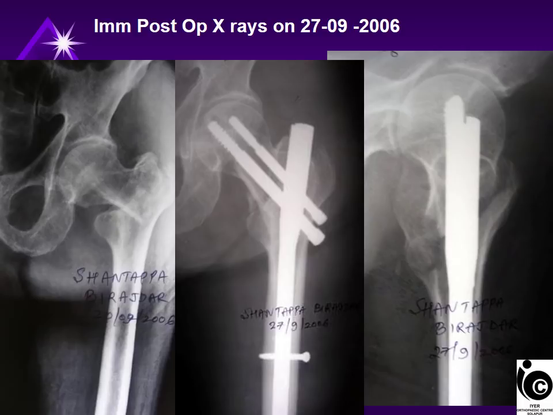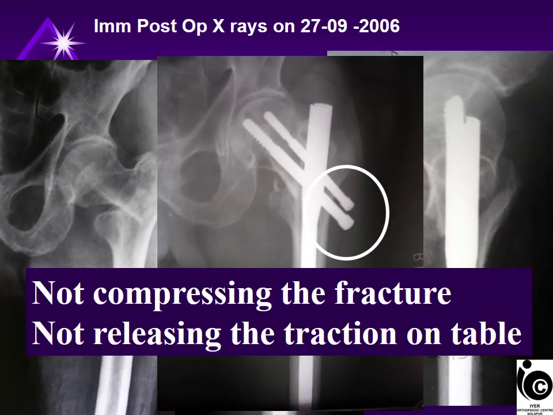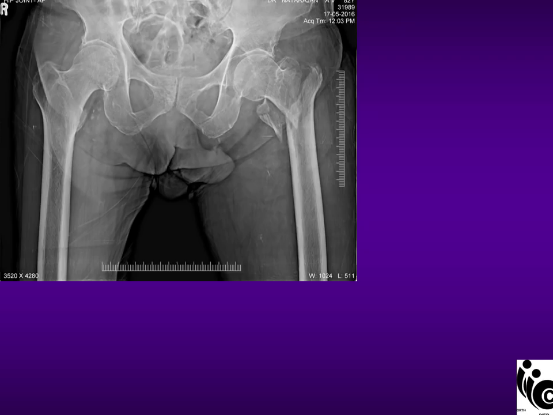Here is an X-ray. My own case, 2006. I have not released the traction on table. This is the immediate post-operative X-ray. At 6 weeks, you can see the fracture has collapsed and the screws are backing out. I learned this mistake a long time back. So, not compressing the fracture and not releasing traction on table is the main culprit.